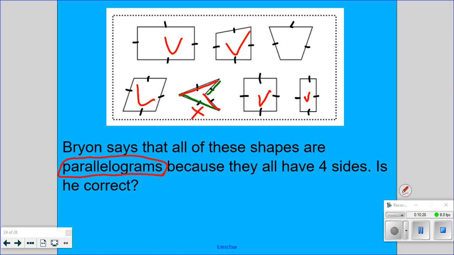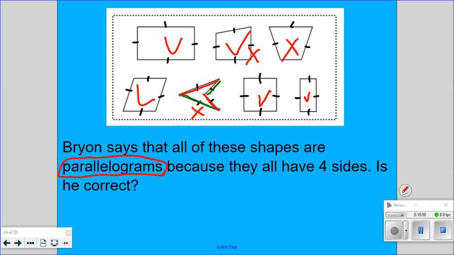Does that one have two sets of parallel sides? Does it? No. Wait, no. So that's going to run into that one. It's going to run into that one. That was a trick question, Gwen. Those last two are not parallelograms because they only have one set of parallel lines. We put an X on those last two instead of checks.